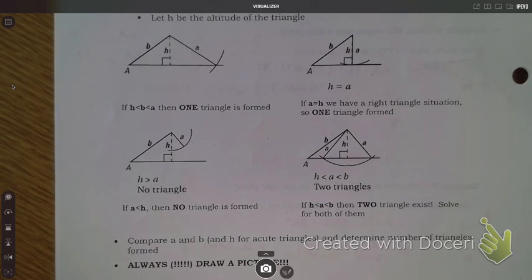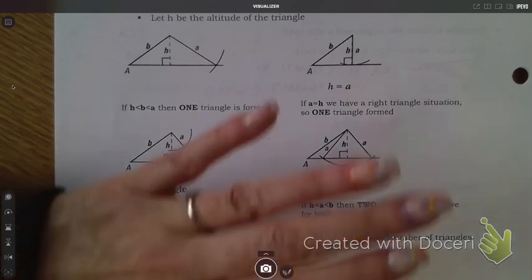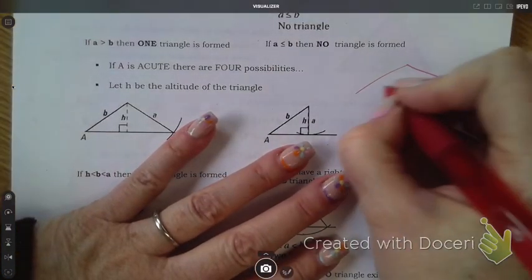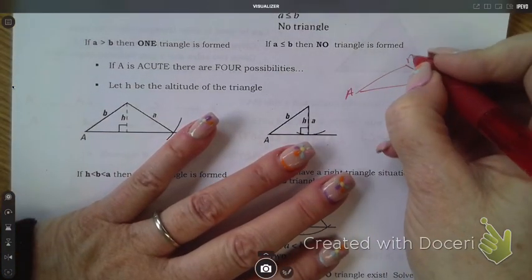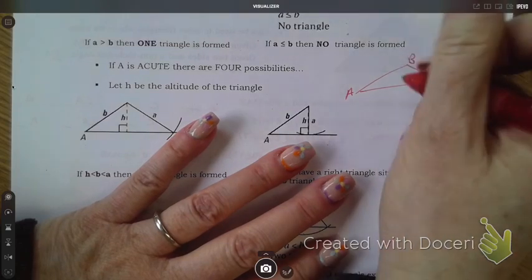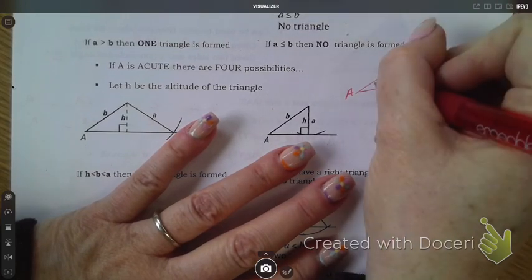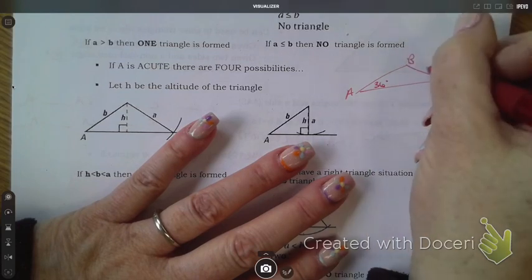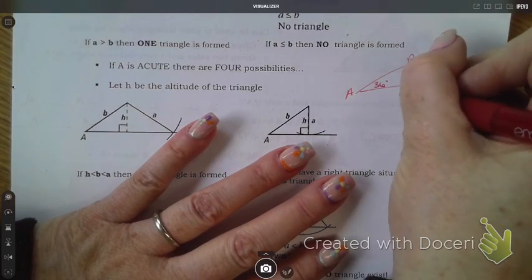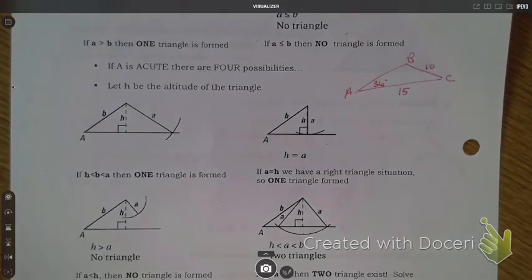So can I use law of sines if I'm only given one angle? What that means is if I gave you this triangle, A, B, C or E, F, G or whatever triangle it is, and I gave you that this is 36, and this is 10, and this is 15, do I have enough information to use law of sines? Yes, I do have enough information to use law of sines.